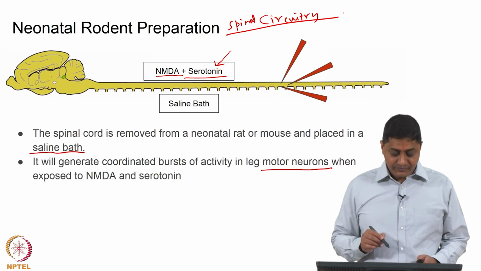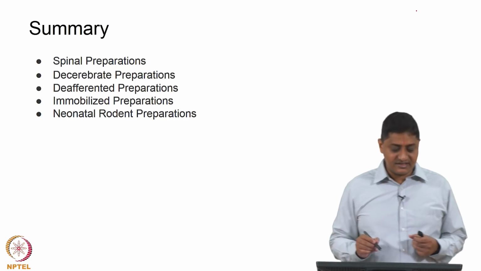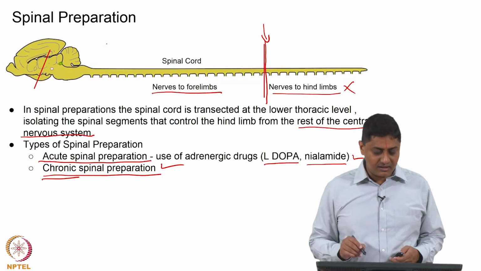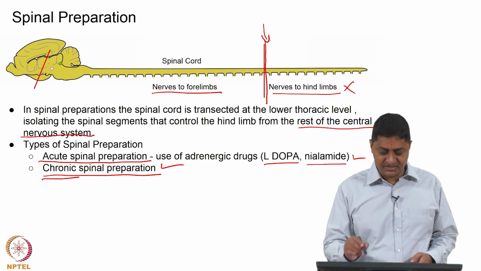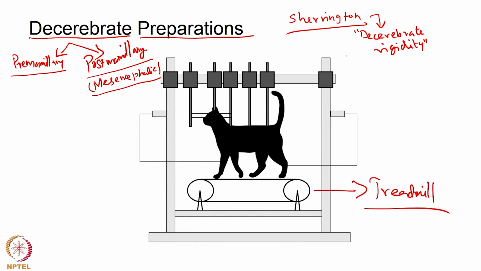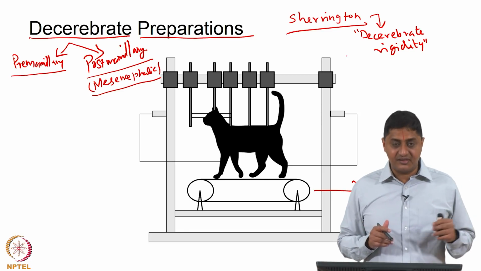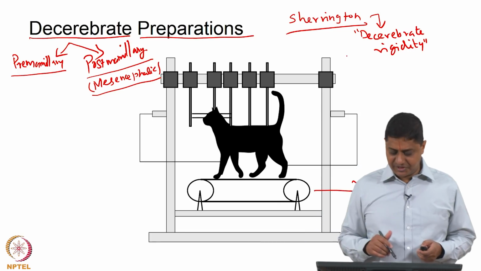Okay. So what we have seen in this class so far is the spinal preparation, where the spinal cord is transected at the level of the thorax. Then we have seen the decerebrate preparation. There are two cases of this: the pre-mammillary preparation or the post-mammillary preparation, the mesencephalic preparation.